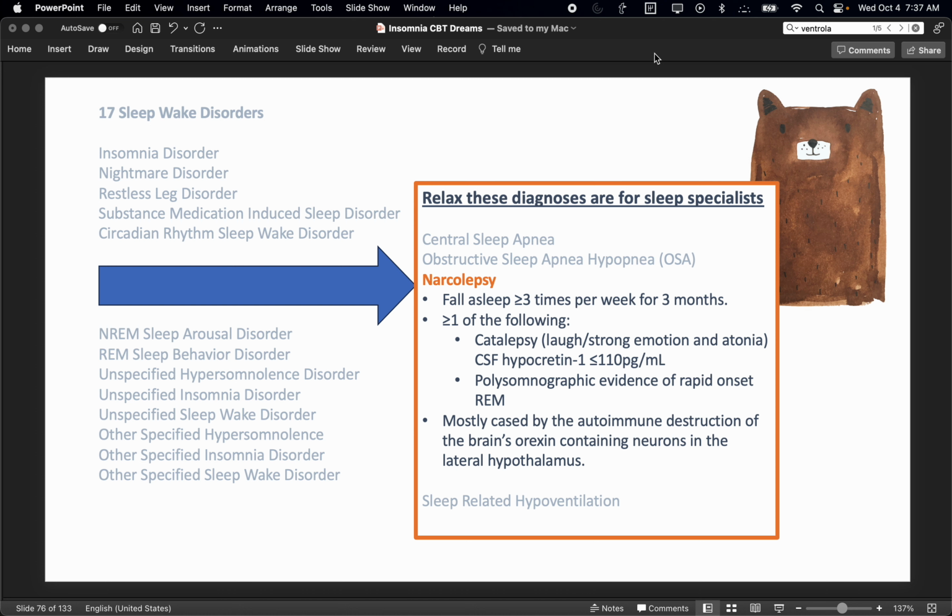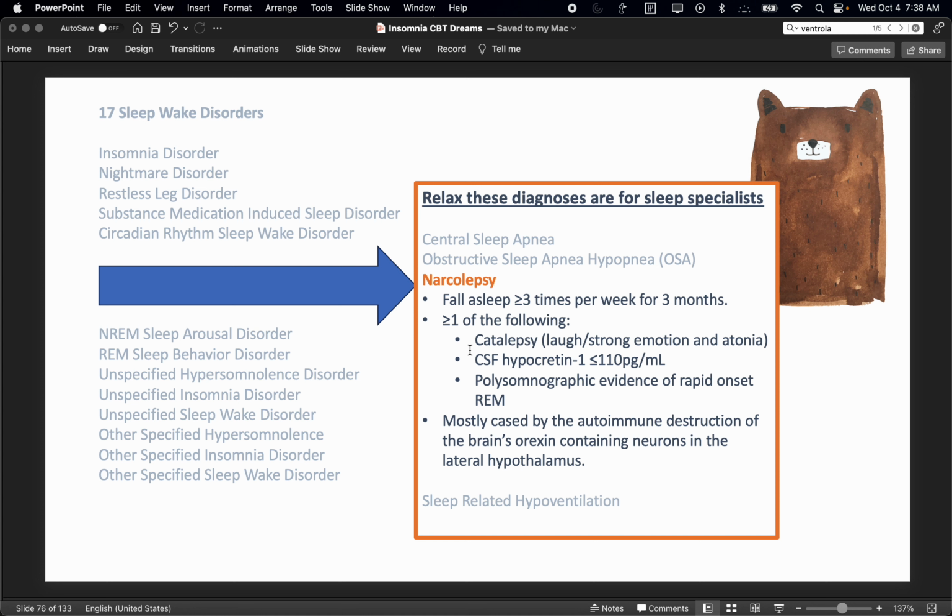Another option is to check the CSF and get hypocretin levels, and all you need is less than 110 picograms per milliliter from the CSF, and that is diagnostic as one of the pieces. Or you get polysomnograph evidence, so basically you capture them falling asleep, and instead of going to non-REM and having a 90-minute gap and then going to REM, they just go straight to REM.